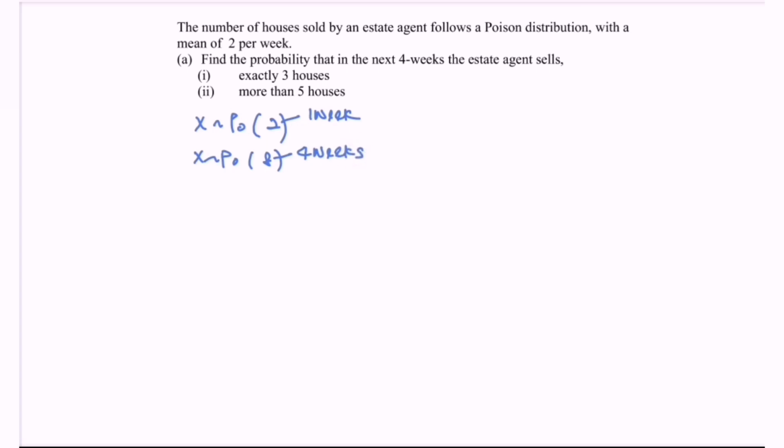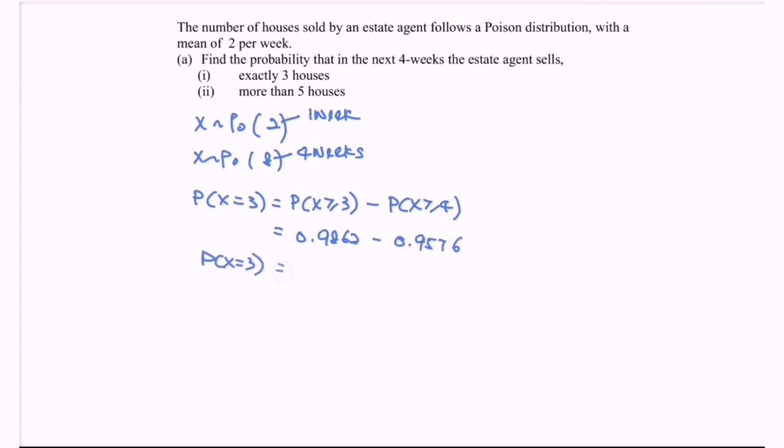Refer to the question. Probability that exactly 3 houses. So in here, referring to the table, probability that X is greater than or equal to 3 minus probability that X is greater than or equal to 4. So by referring to the table, 0.9862 minus 0.9576. So probability that X is equal to 3 is equal to 0.0286.